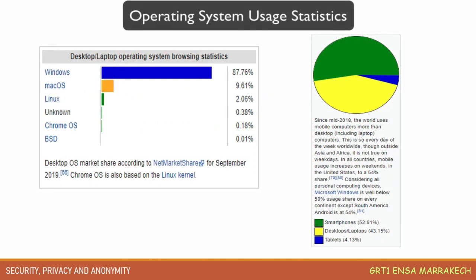Here are the operating system usage statistics, which say that Windows has a market share of 87.76% as the top used operating system in 2019. And in general, smartphones with 52.61% as the most used computing devices.